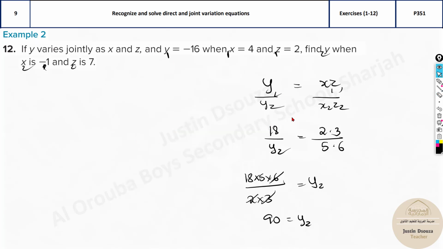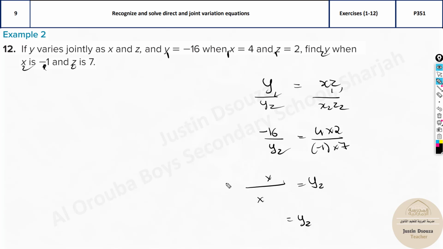Now again over here, the same formula that we have just written. Put in the values accordingly and solve it. We will do this last problem quickly. Here, what is y1? It is given as negative 16. Let me write it over here. Minus 16. And what is x1? x1 is 4 times 2 divided by y2, which is unknown. X1 is minus 1 times 7.